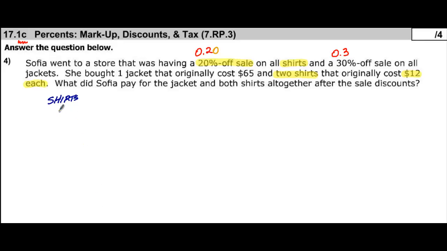So here's what we know about the shirts. They originally cost $12. That's the shirt price. She bought two of them, which means her original cost is $24. So that's what we're going to call our original here. She saves 20%. This is the discount rate.